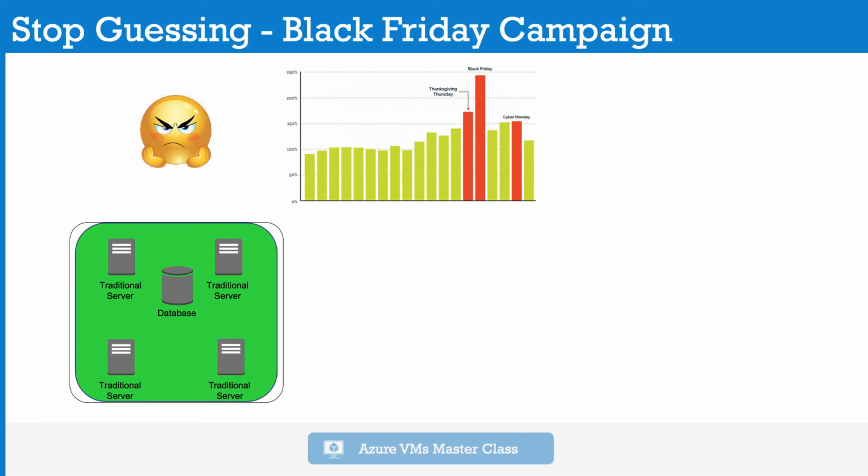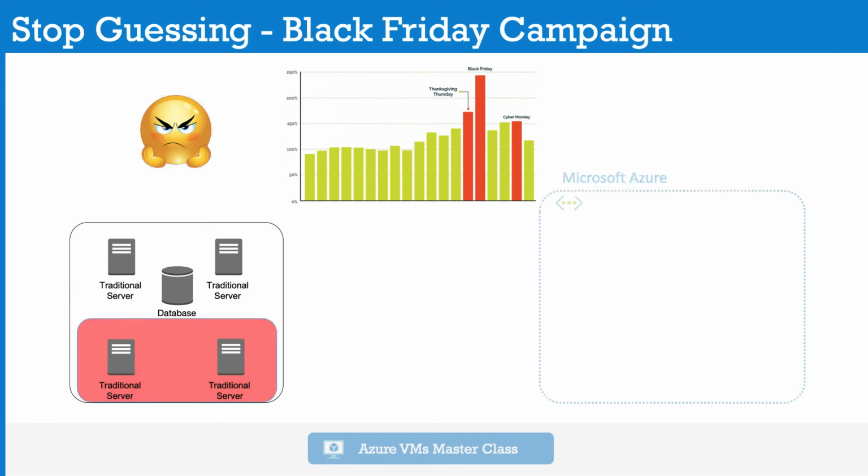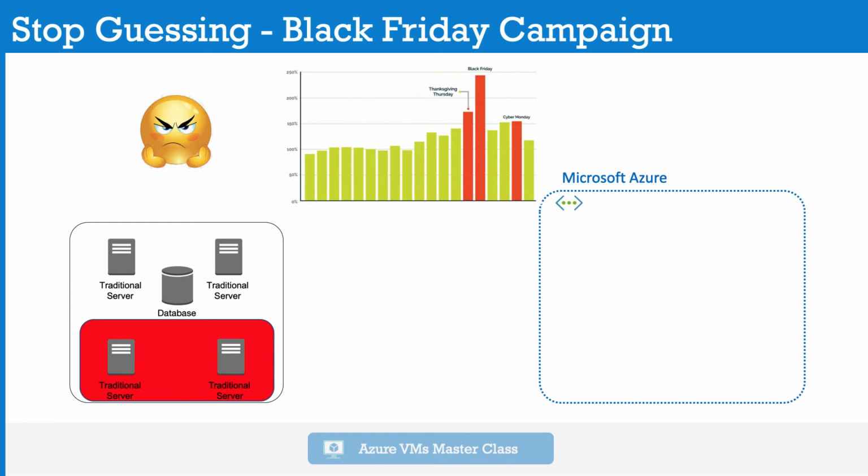Really, what happens after Black Friday is that we will have 2 servers that will just sit there for the rest of the year. So we paid for that, Black Friday is gone, and we have to wait another 11 months for another Black Friday campaign, so that the investment makes sense again. So that's really not what we want for our business, right?